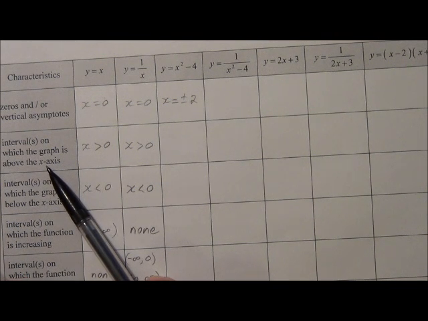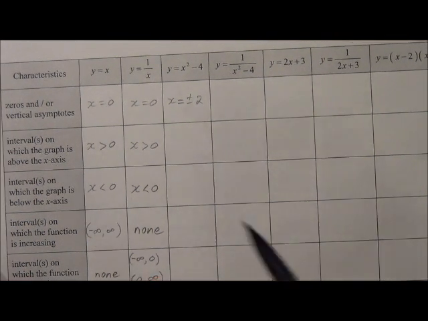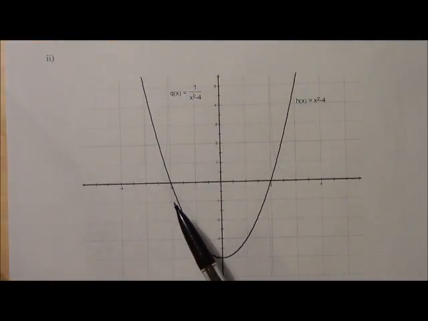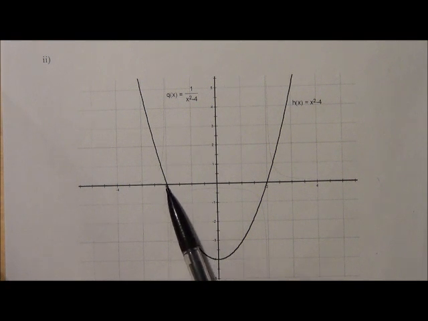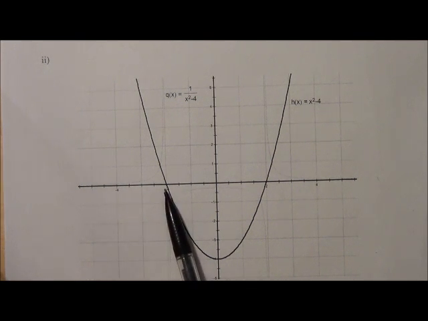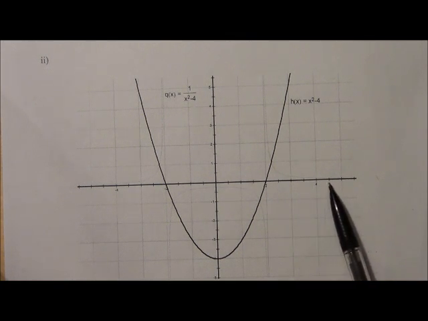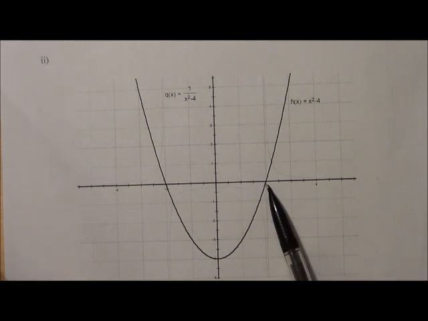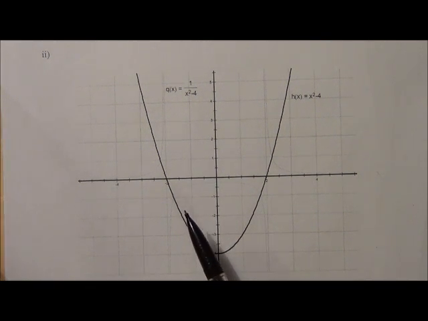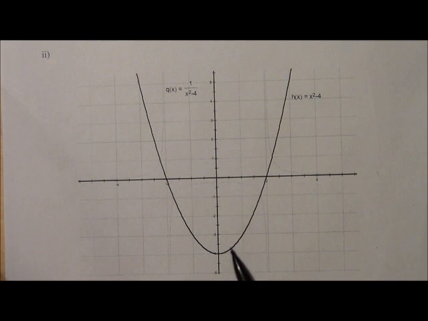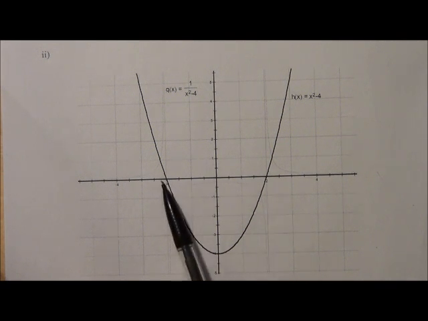The interval or intervals on which the graph is above the x-axis. Well, the graph is above the x-axis over on this side here, where x is less than -2, and on this side where x is greater than 2. And of course then we're also going to be looking at where the graph is below the x-axis, and is below the x-axis between those 2 spots, between -2 and 2. Okay, so we can fill out those 2 cells in the table now.